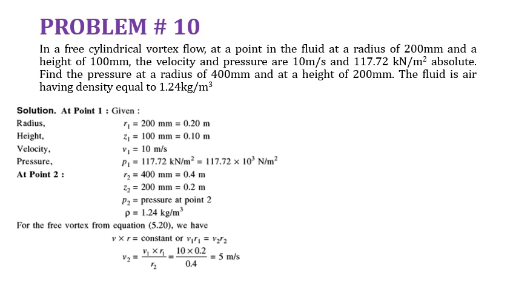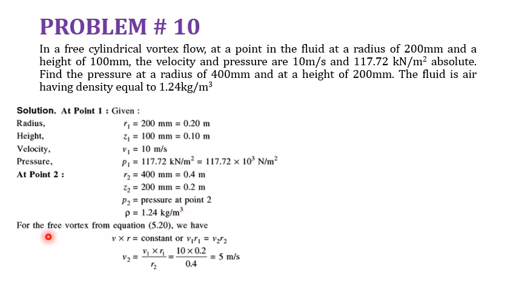So first of all, write down the known data for point 1 and point 2. For point 1, the radius is 0.2 meter, elevation is 0.1 meter, velocity is 10 meter per second, and pressure is 117.72 kilonewton per meter square. For point 2, the radius is 0.4 meter, elevation is 0.2 meter, and pressure and velocity are not known. And as given, density is 1.24 kg per meter cube.